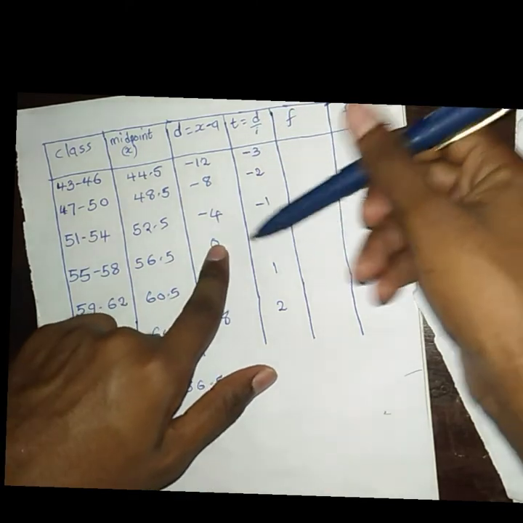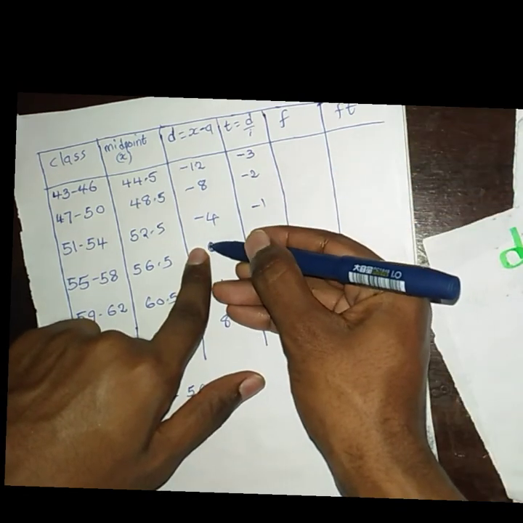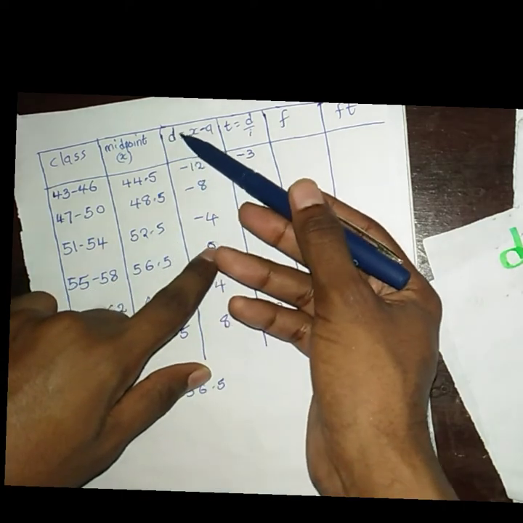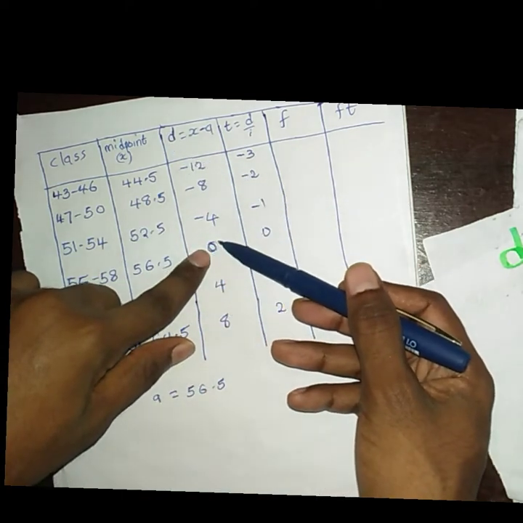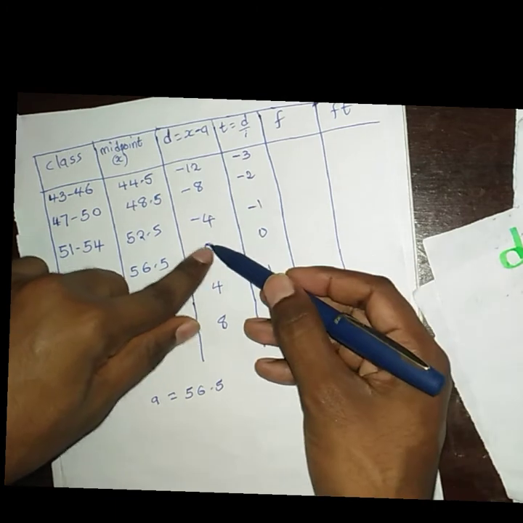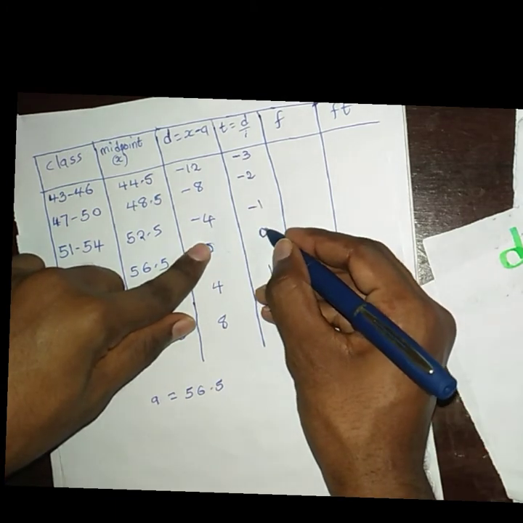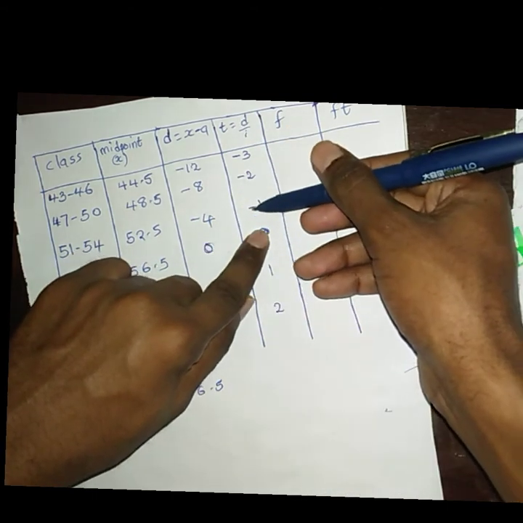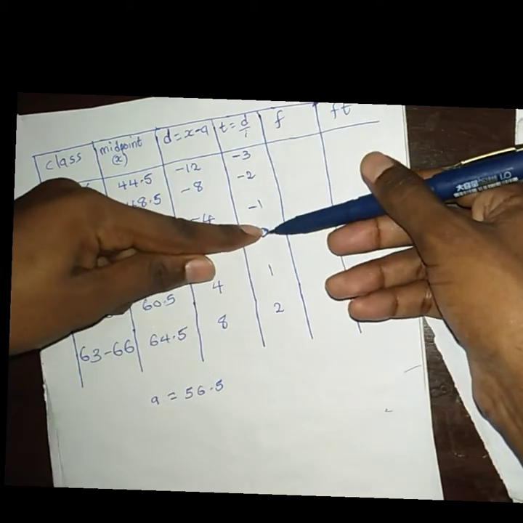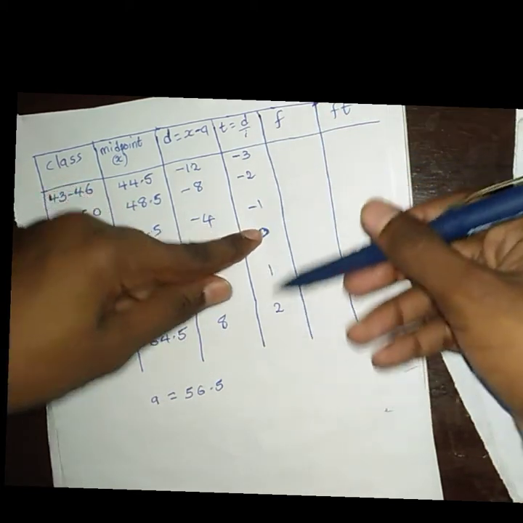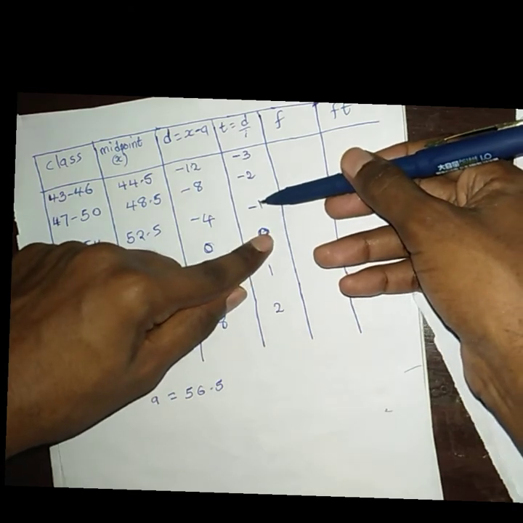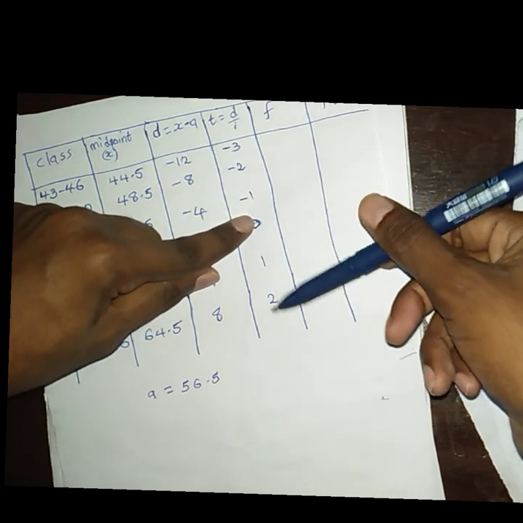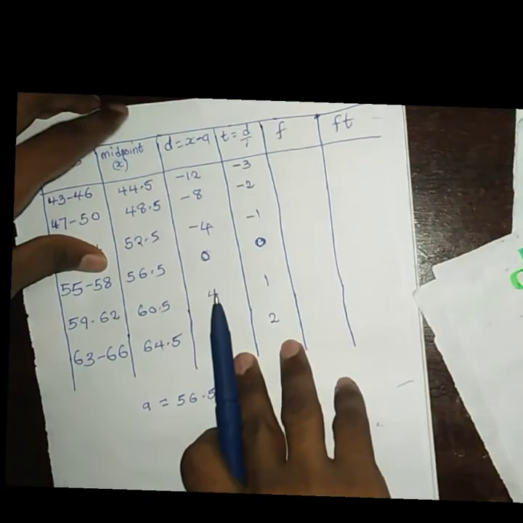From the D column, the corresponding value of 0, you put 0 as the corresponding value of t. Then above 0 you subtract 1. Below 0 you add 1. So it is 0. If you subtract 1, it is -1, -2, -3. If you add 1, it is 1, 2, 3, 4, 5, like that.